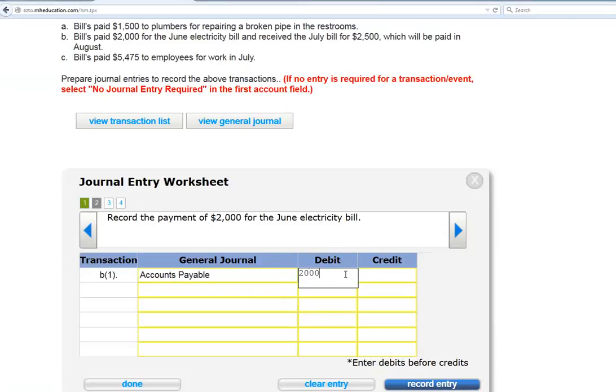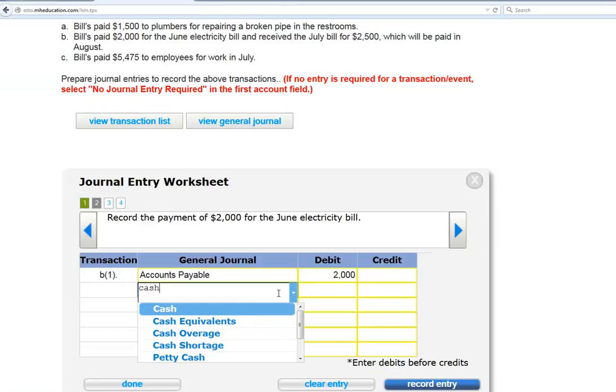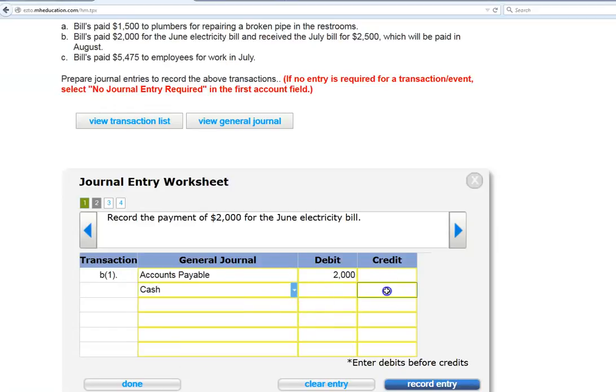Remember, liabilities are on the right side of the equation, so we right side our credit to increase. We're decreasing, so we debit. We're going to credit cash because cash is on the left side of the accounting equation. We left side to increase, we want to decrease, so we're going to do the opposite. So this is an example of something that was paid the month after the expense was recorded.